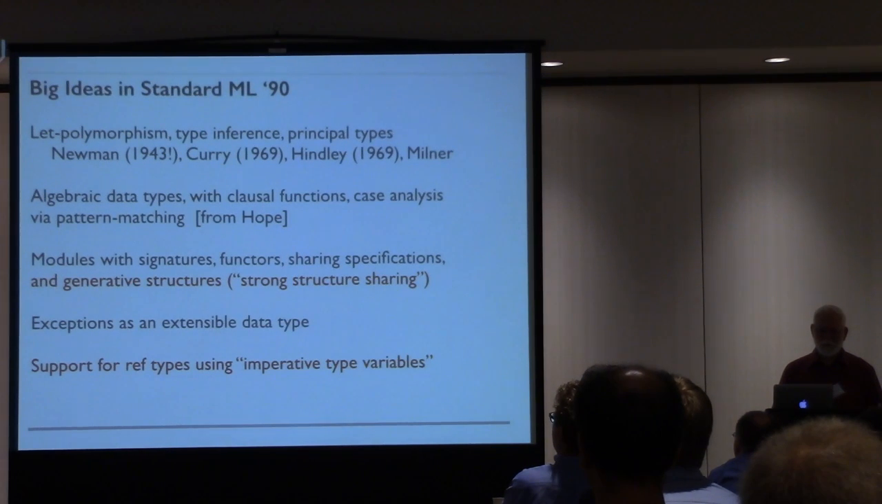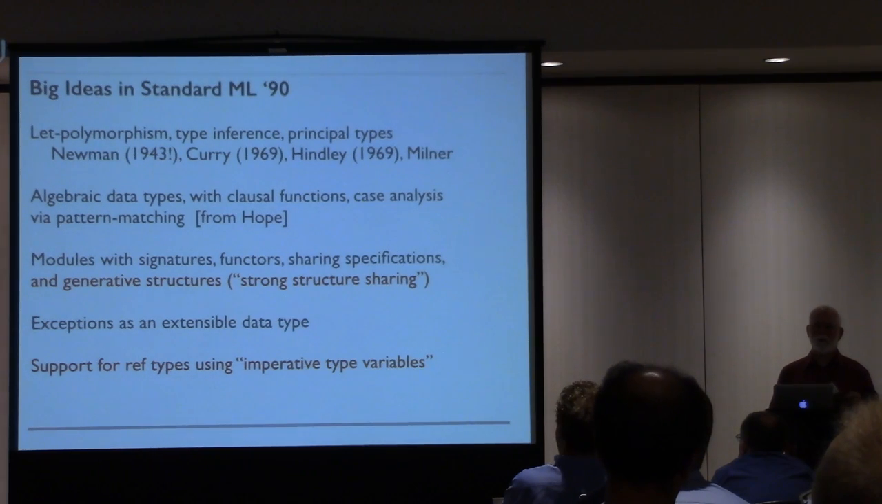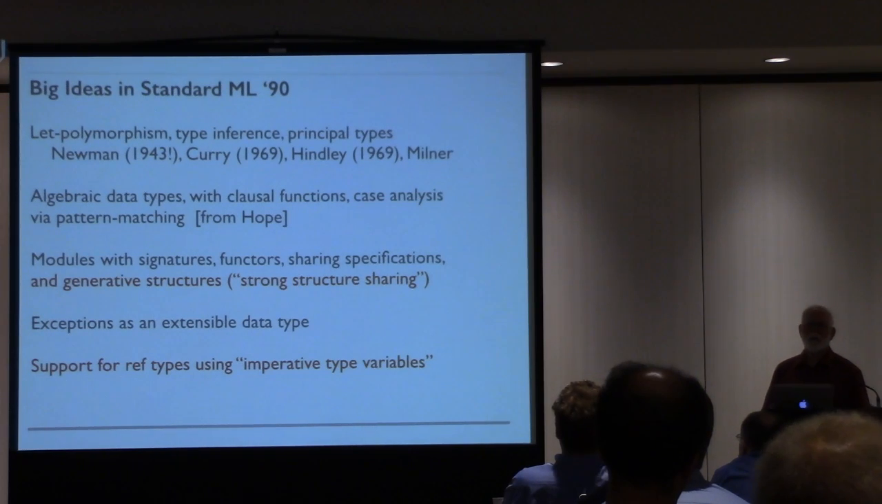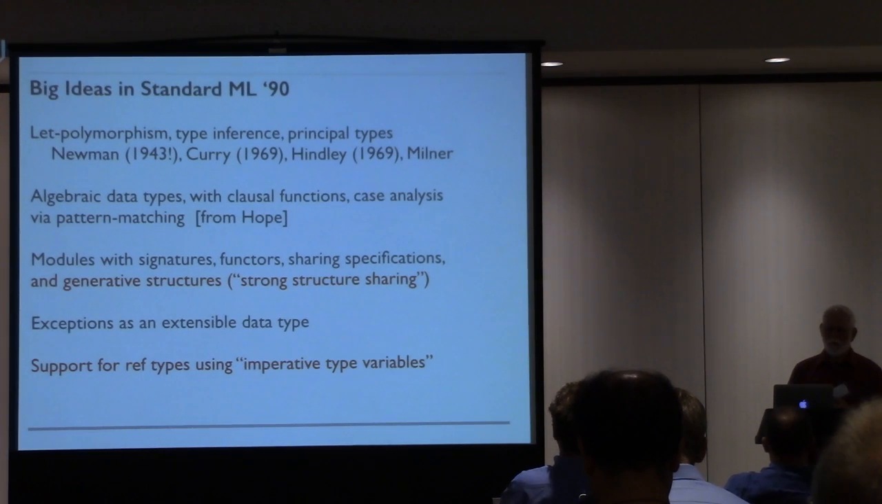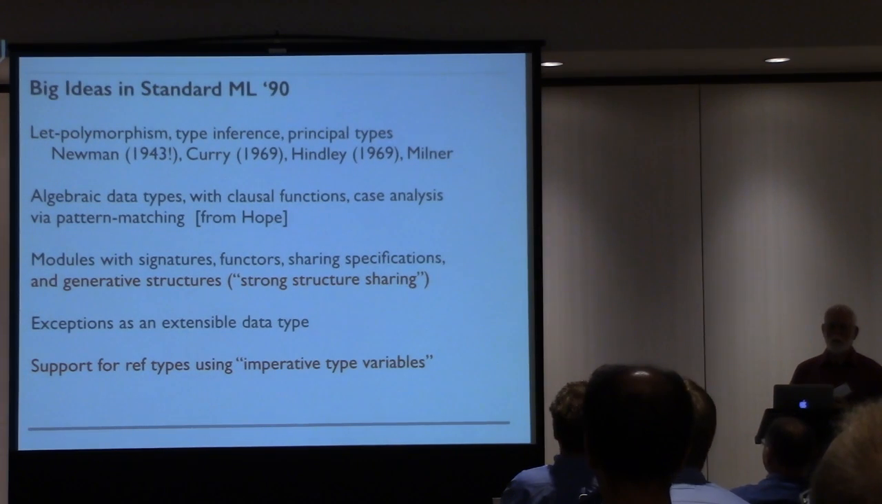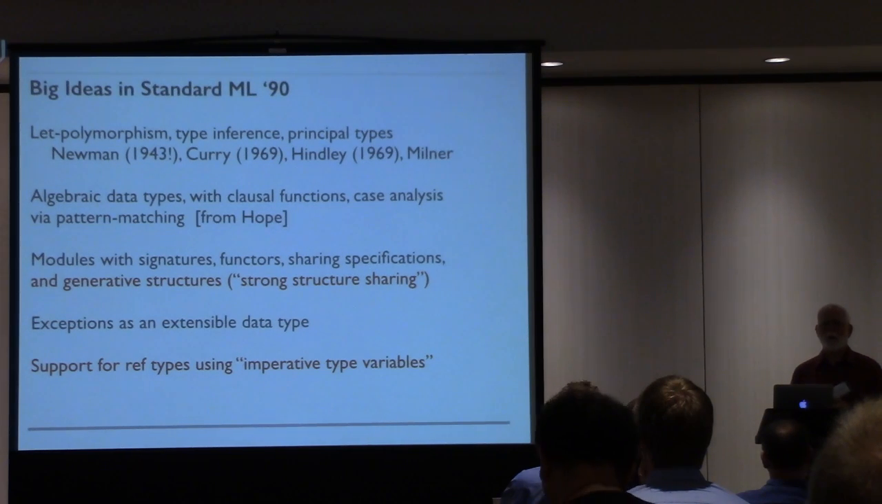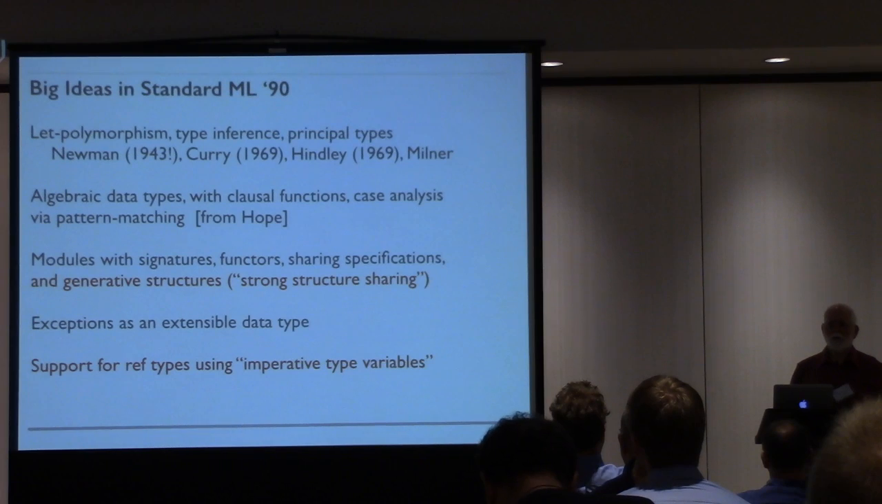So what are the big ideas? Let polymorphism, type inference, and principal types. That's clearly a huge idea, hugely influential. Now, it's often called Hindley-Milner, but it should be called Curry-Hindley-Milner because Curry and Hindley both did a type inference for the lambda calculus paper independently in 1969. But it also should be called Newman, Curry, Hindley, Milner, because it turns out that Max Newman, who I told you about at the beginning, wrote a paper in 1943. He was actually at Bletchley Park at that particular time. He may have written the paper earlier.